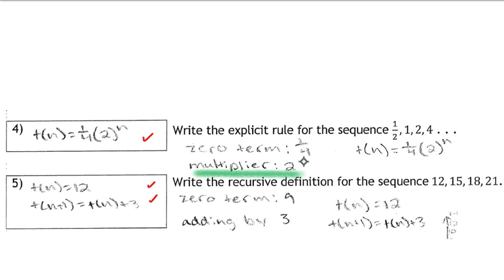And then when we put this all together, right, for the explicit equation, you can see here is my 0th term. T of n is equal to 1/4, and then times, here's my multiplier, 2 to the nth power.